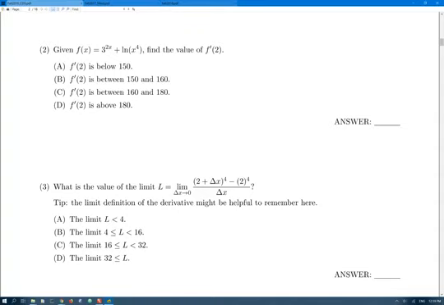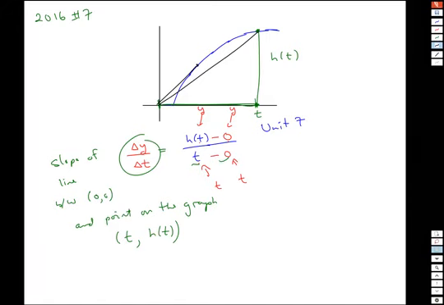Okay, just confirming this is the fall 2016 derivative question. Okay, let's go for it. All right, new question, number 2.